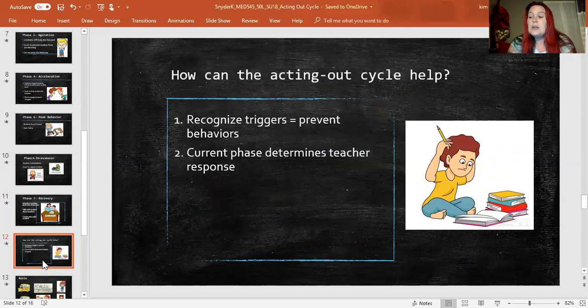Second, understanding what phase of the cycle your student is currently at will be the deciding factor on how you should handle the situation. Let's look at two scenarios. First, I will share an example of how recognizing the trigger can prevent the behavior. Second, I will compare two situations. One where the teacher is aware of the acting out cycle, and the other where the teacher has not heard of the acting out cycle.